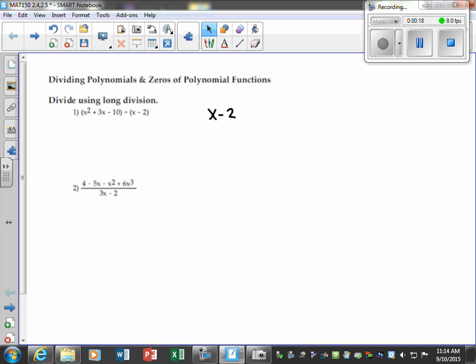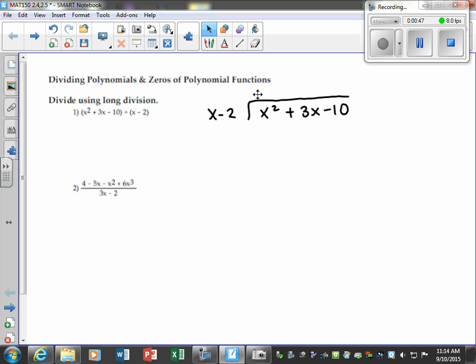We have x minus 2, and we want to divide that. We'll set it up like this: x squared plus 3x minus 10 divided by x minus 2. This is a binomial into a trinomial. So first of all, this is two terms, so I look at these first two terms, and I want to match this term to this one.